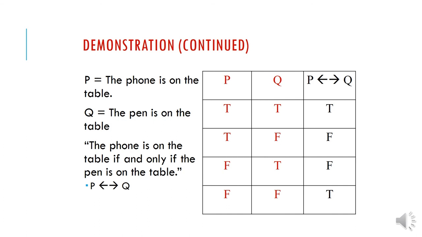Because remember, P and Q have to appear together. If P is there, then Q has to be there. If P is not there, then Q cannot be there. So if I tell you the phone is on the table if and only if the pen is on the table, it's true when both or neither is on the table. It is false when one or the other is on the table.